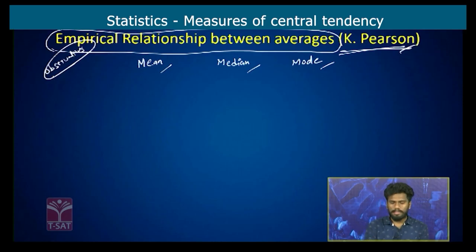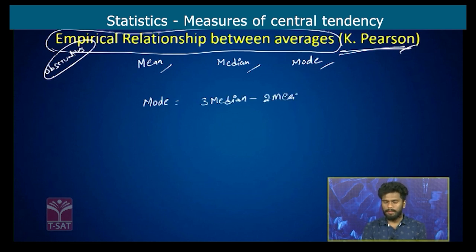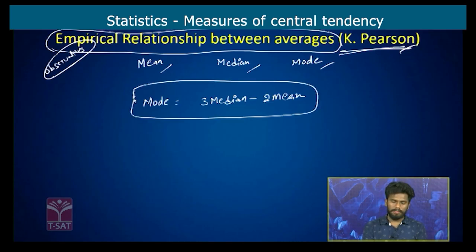Now, what is the relation? Which is very, very important. Mode is equal to 3 median minus 2 mean. Mode is equal to 3 median minus 2 mean, which is a very, very important relation.